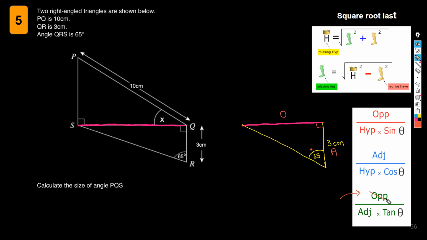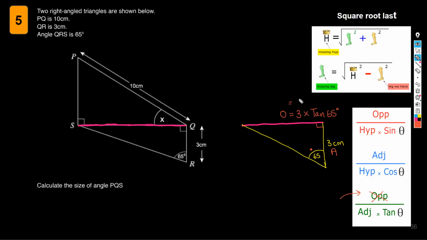So how do we find the opposite side? We block the opposite and we're left with adjacent multiplied by tan theta. So to find the opposite side, it's the adjacent length multiplied by tan of the angle we are standing in, which is 65 degrees. So let's type in this: 3 multiplied by tan 65.